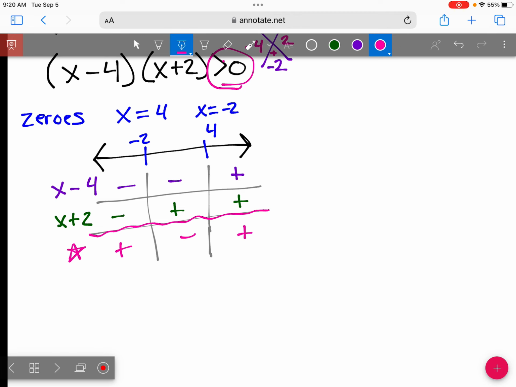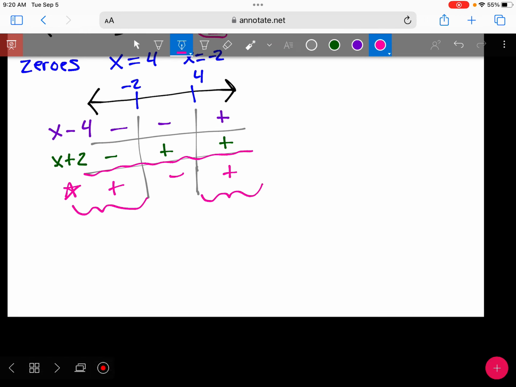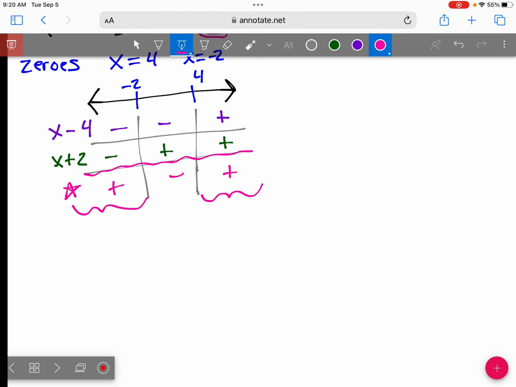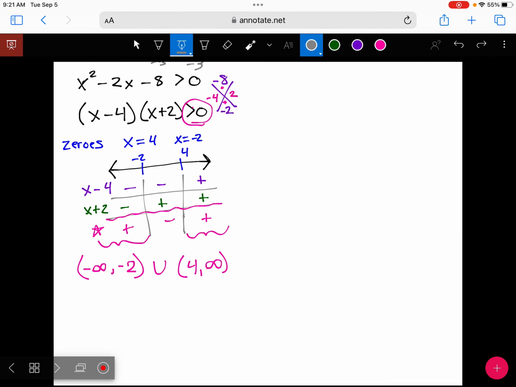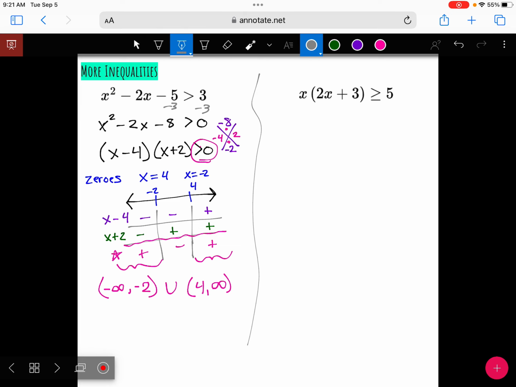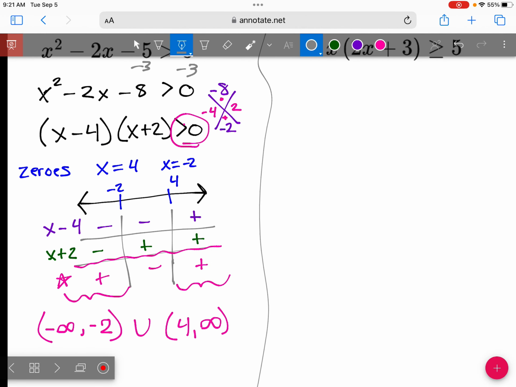So our solutions are this piece and this piece. Are our zeros included? No. So we have from -infinity to -2. Everybody's in parentheses because it's not included. And we have from 4 to infinity. And we draw a U between them because it's the union of those two sets. So there's that whole one.